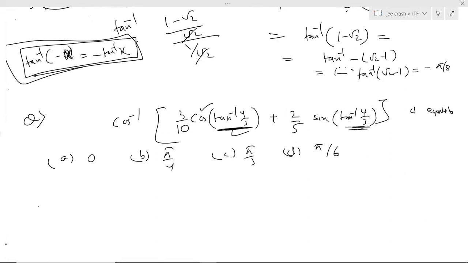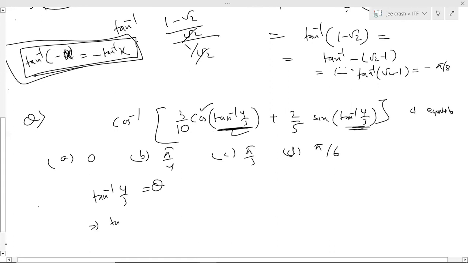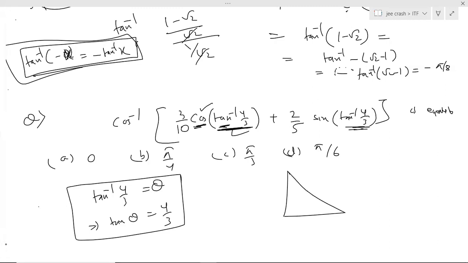And how we do that? Let's assume tan inverse 4 by 3 is theta. So tan theta is 4 by 3. This is the most crucial method of solving this type of questions. All right. If you have separate angles or different angles, different functions, convert one into another. How we do that? Make a right angle triangle. This is theta. Tan theta is perpendicular upon base, so 4 by 3. So the hypotenuse will be 5.